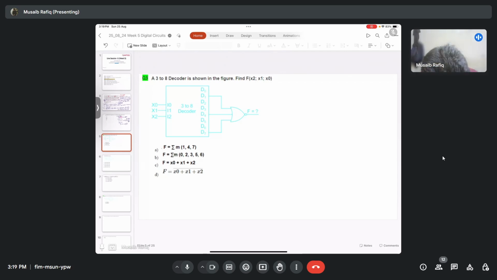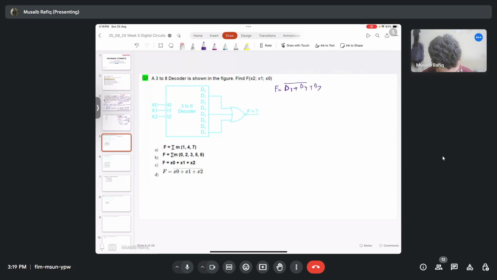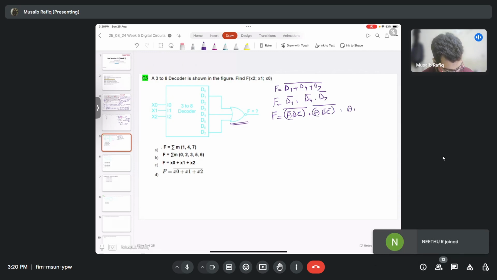So we have the output f, right? For f, we can simply write (d1 + d4 + d7) whole complement, because it is a NOR gate. Then f is equal to d1 complement dot d4 complement dot d7 complement. So d1 will simply be (a bar b bar c) whole complement dot (a b bar c bar) complement dot (a b c) whole bar, right?